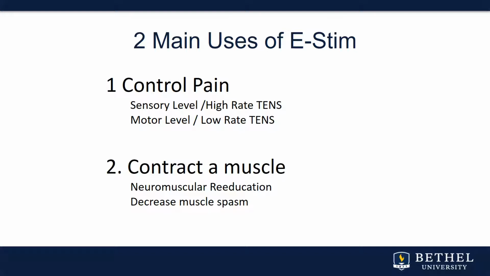Under contracting a muscle, we have neuromuscular reeducation. That means that would be a reason why we would want to contract a muscle, is to re-educate a muscle to contract. So after a surgery, perhaps a post-op ACL, and the athlete comes in and they can't contract their quadriceps, we could use electric stim to help them achieve that by using those parameters. And then also if we have somebody that can't decrease a muscle spasm, this might be another tool that we could utilize to try to do that.